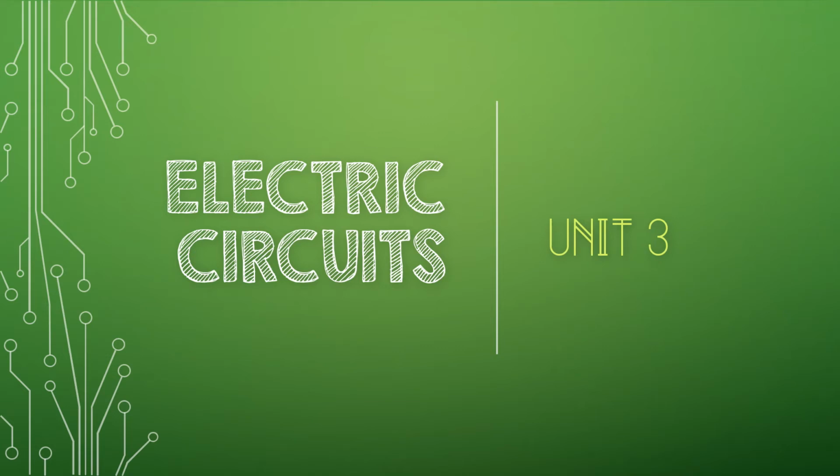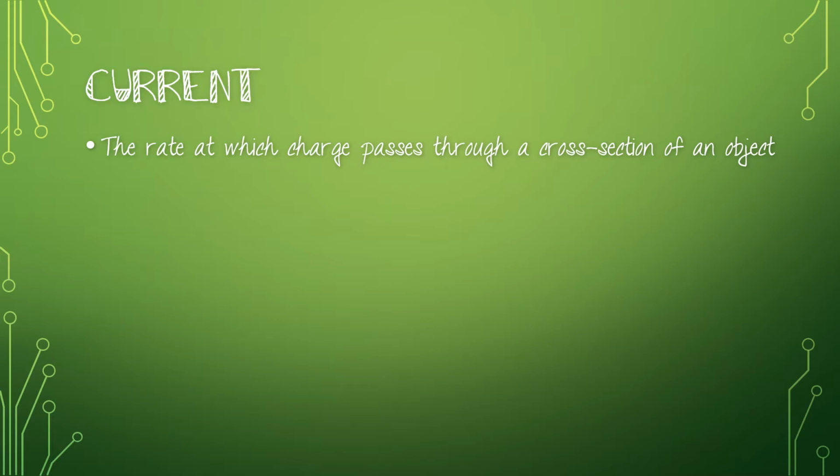Unit 3 in AP Physics, Electricity and Magnetism, is all about electric circuits. But to be able to understand electric circuits, we first need to understand some of the quantities that we'll be measuring and talking about conceptually in those electric circuits. The first of those quantities is current.